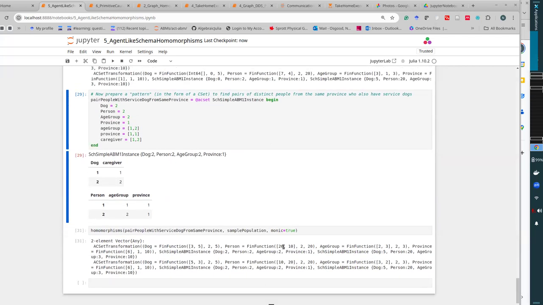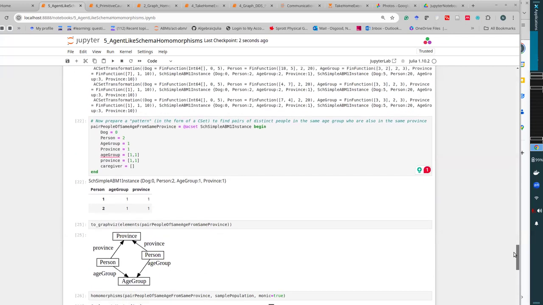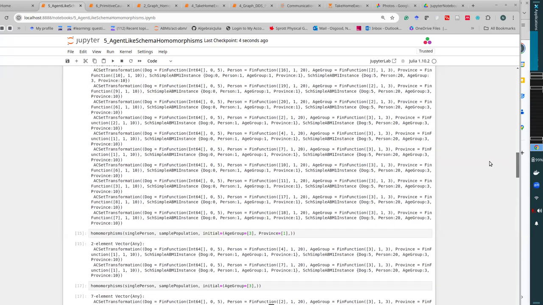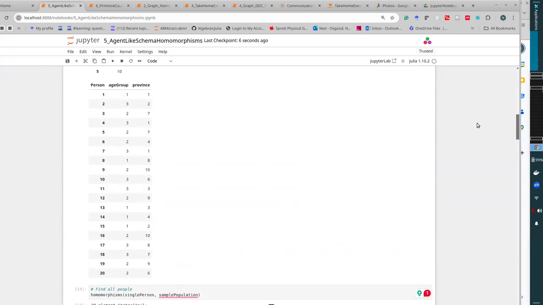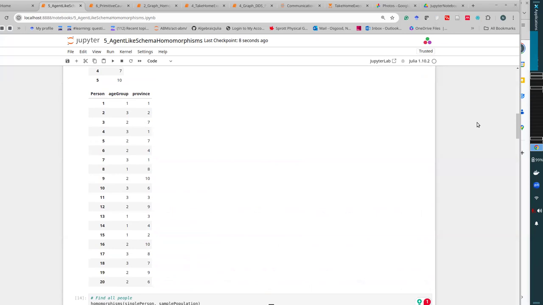So person 10 and person 20. And by the way, you notice it gave us 10 and 20 and 10 and 10 and 20. Look at that. Okay, technically that's okay. Is there a way to stop the flow? Not really, I don't know. Maybe, I don't know.